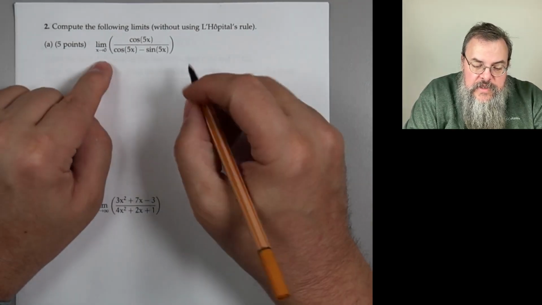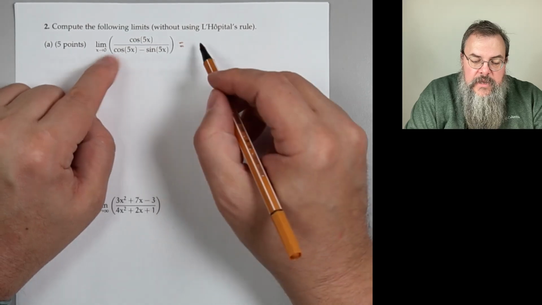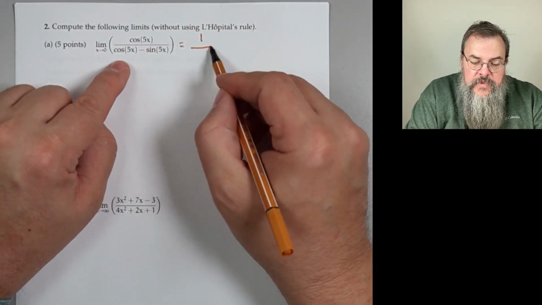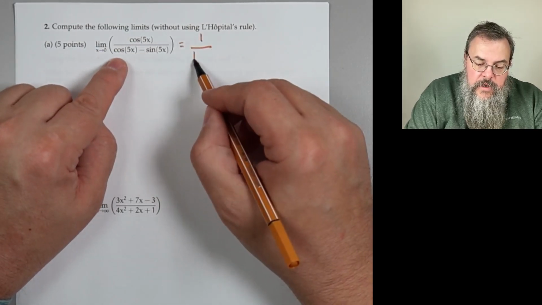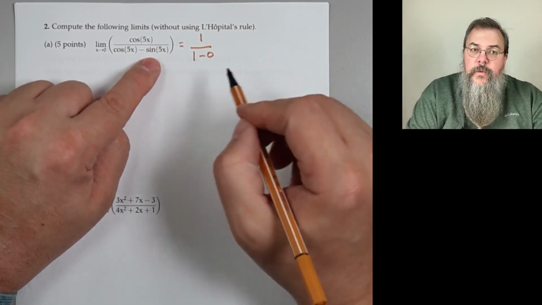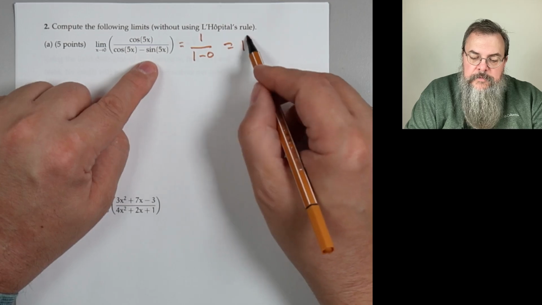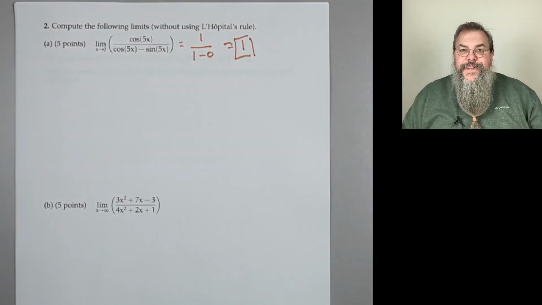So plug in 0. Okay, what do we get? Cosine of 0 is 1. Sine of 0 is 0. 1 over 1 minus 0 is 1. Okay, part A is done.